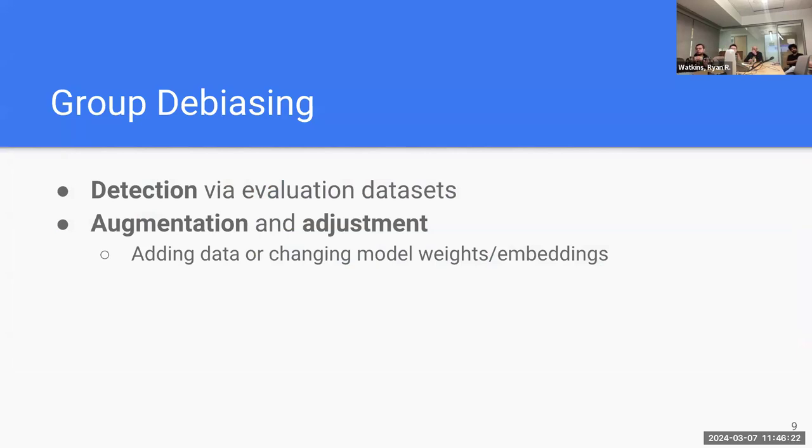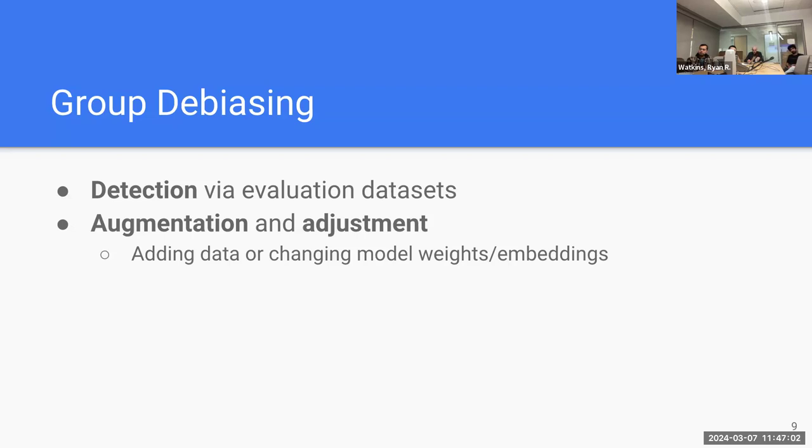Bias is often discussed as a huge concern when we're thinking about model outputs. Is that model going to perform differently for different classes of people, especially protected classes, different genders, different races, different religions, etc.? And so in the paper, they highlight detection as one strategy. You need to be actively looking for these things, testing them, and you can do that by creating certain evaluation data sets.